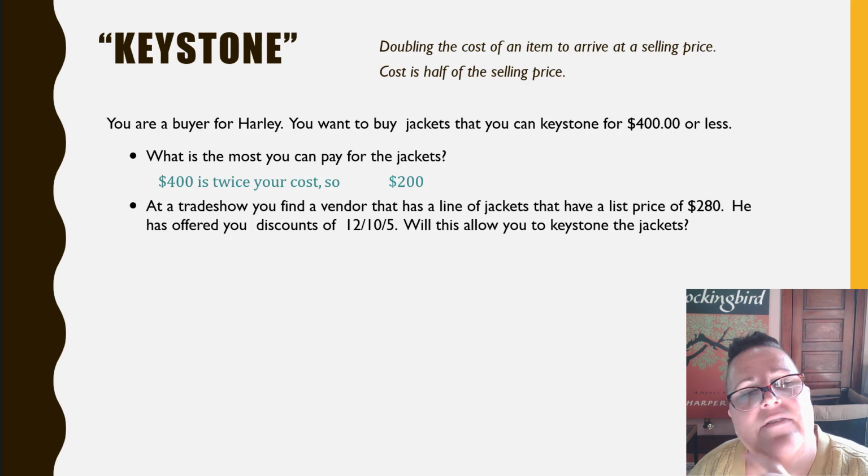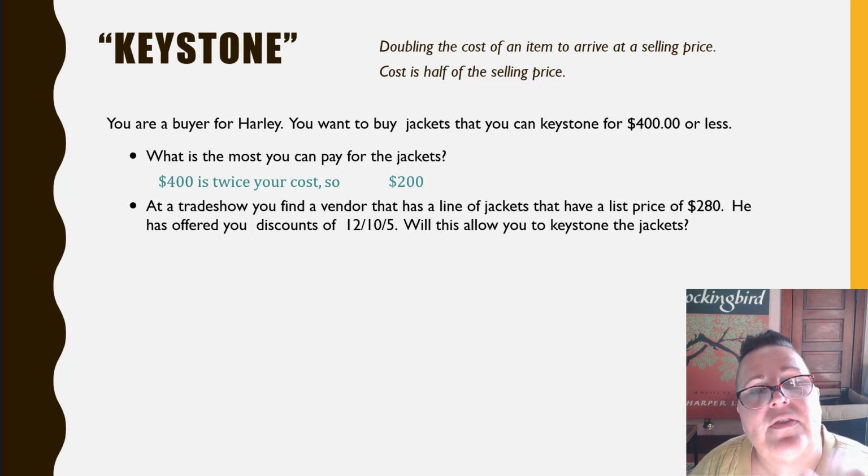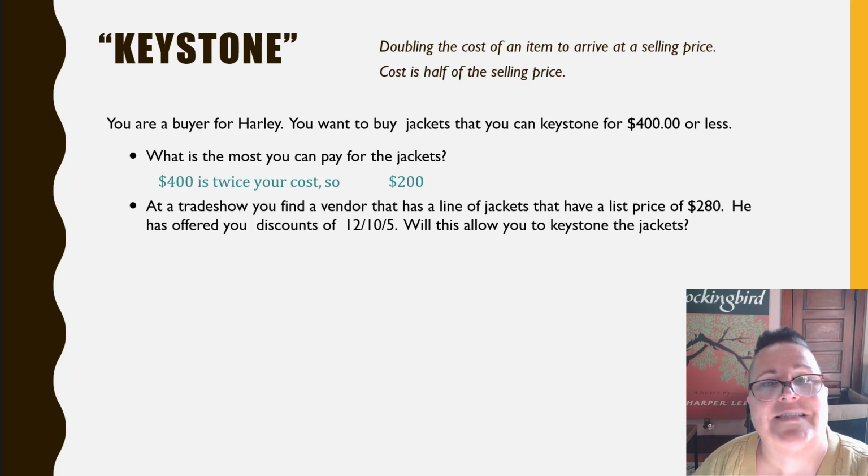The 12, 10, 5 is a series discount, and with that, we can find the net price factor. To find the net price factor, we need the complement of each of those. So the complement of 12 is 88.